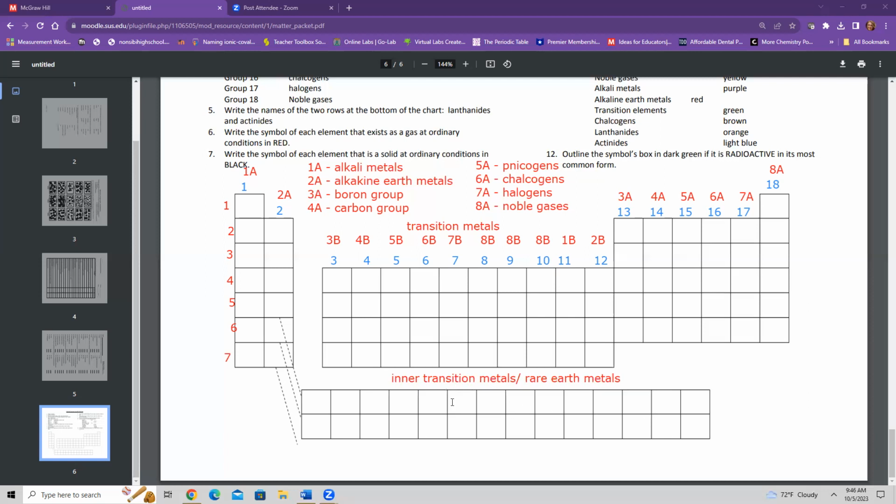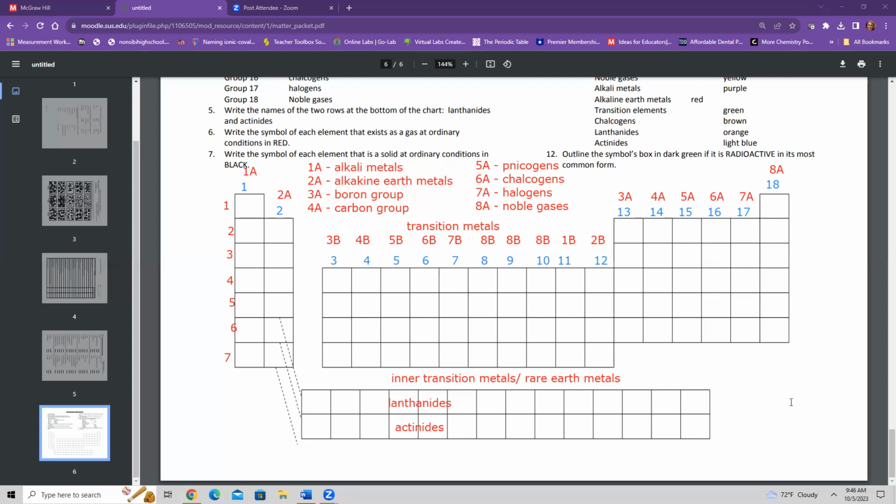Now, the row that I'm pointing at right here is known as the lanthanides. I mean, the row, I should say. That's not a column, that's a row. And the bottom one is known as the actinides. Okay, and that's all our labels that we need there.